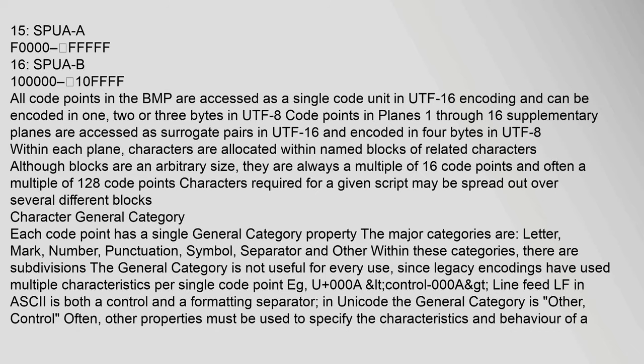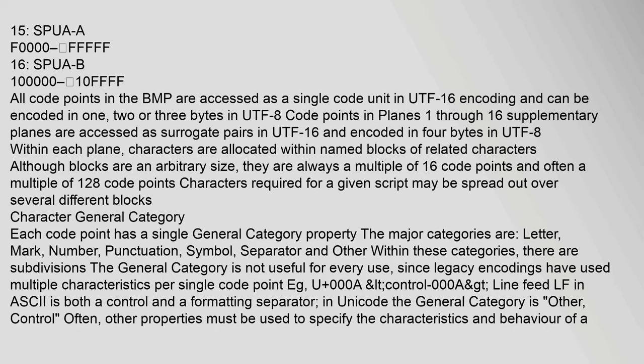All code points in the BMP are accessed as a single code unit in UTF-16 encoding and can be encoded in 1, 2 or 3 bytes in UTF-8. Code points in planes 1 through 16, the supplementary planes, are accessed as surrogate pairs in UTF-16 and encoded in 4 bytes in UTF-8. Within each plane, characters are allocated within named blocks of related characters, although blocks are an arbitrary size. They are always a multiple of 16 code points and often a multiple of 128 code points. Characters required for a given script may be spread out over several different blocks.